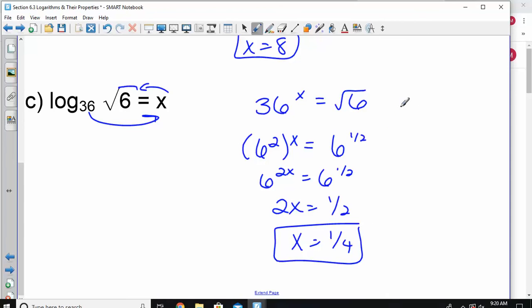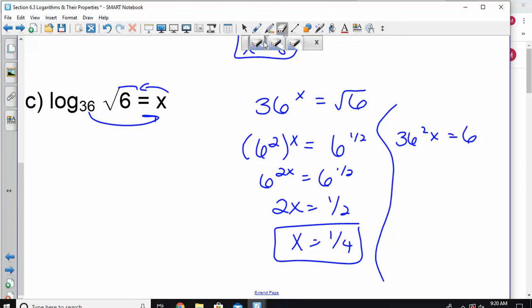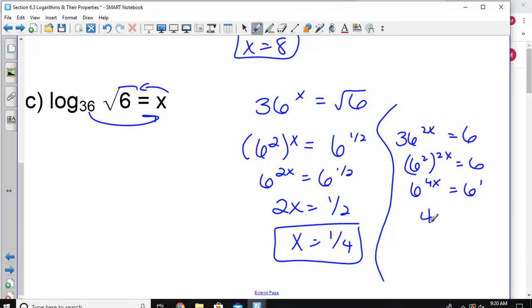Yeah, if you squared it first, you would get 36 to the 2x equals 6. Then you would rewrite this as 6 squared to the 2x equals 6. So 6 to the 4x equals 6 to the first. 4x equals 1 and x is 1/4. So same answer, two approaches. Are we doing okay with this? Okay.